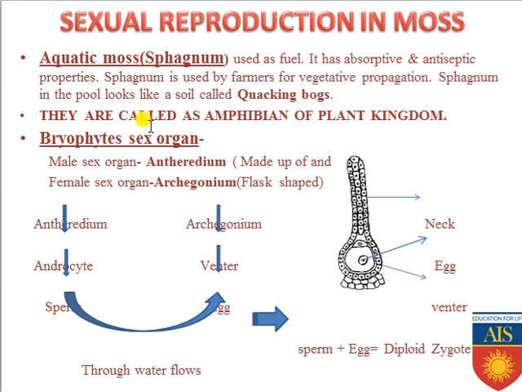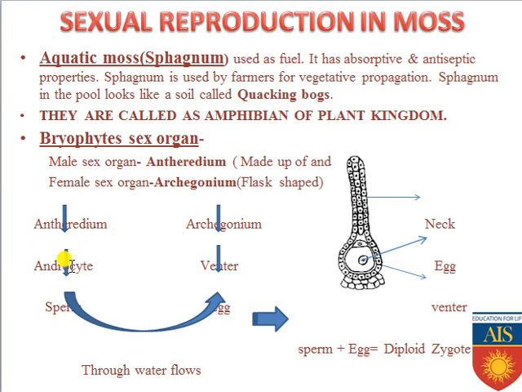Another most important thing about the bryophytes or moss is they are called the amphibians of the plant kingdom, because they can be present in a terrestrial habitat as well as survive in an aquatic habitat. So for that reason they are commonly known as amphibians of the plant kingdom. Now we will be discussing the bryophyte sex organs.